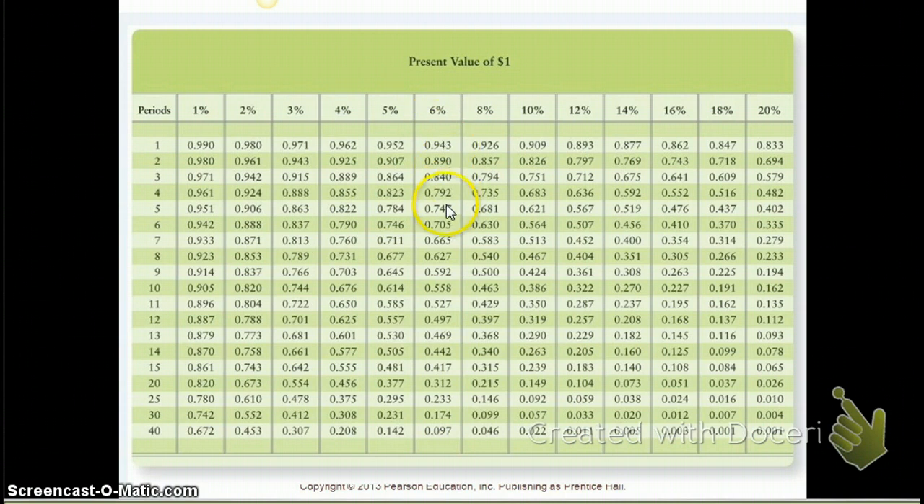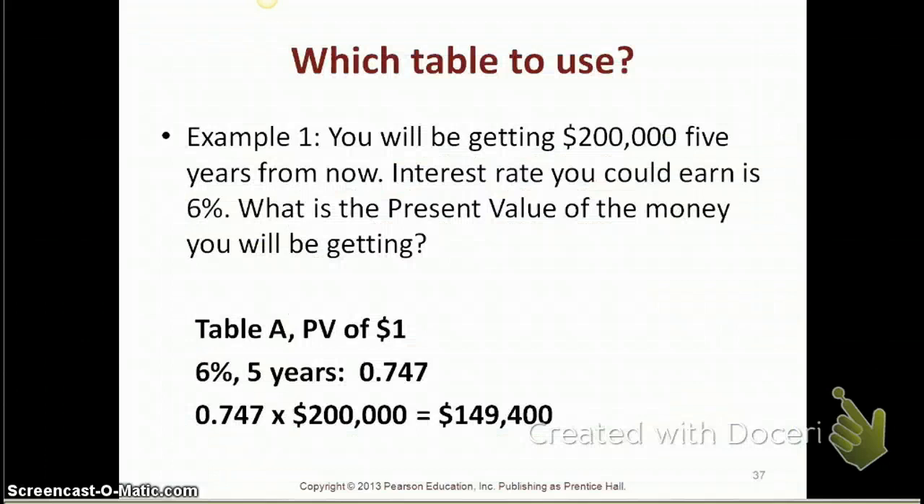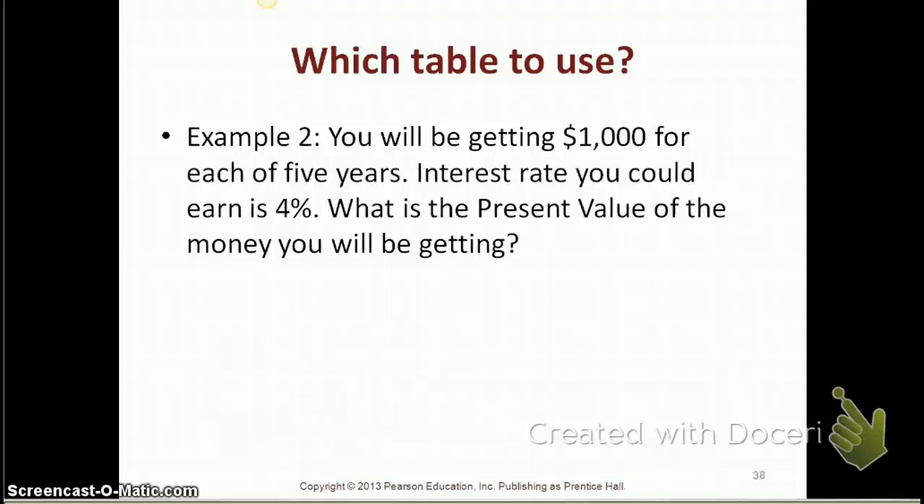So we're going to go down here and we're going to end up at 0.747. That is our factor, 0.747. Then to calculate our present value, all we do is we take that 0.747 and multiply that by our principal amount of $200,000. And we end up with $149,400. So the answer is, if you got $200,000 5 years from now, assuming an interest rate of 6%, the present value of the money that you will be getting is $149,400. Let's do another example.